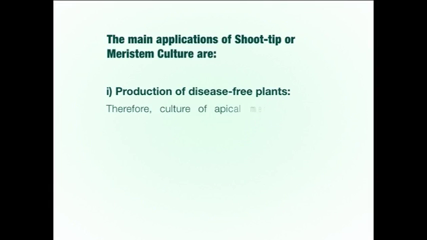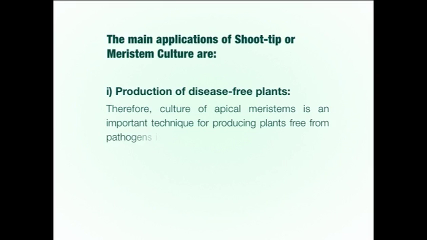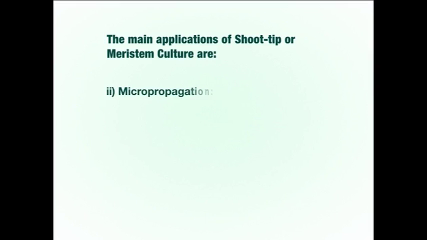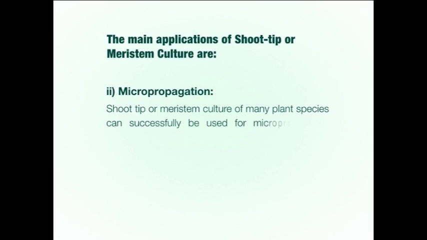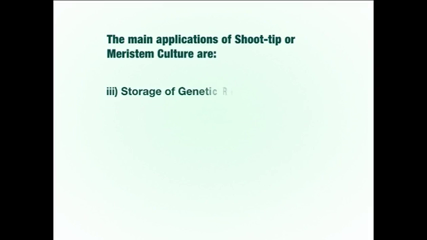Therefore, culture of apical meristems is an important technique for producing plants free from pathogens including viruses, viroids, mycoplasmas, bacteria, and fungi. The second application is in micropropagation. Shoot tip or meristem culture of many plant species can successfully be used for micropropagation since they have high regeneration capacity. The third application is in the storage of genetic resources.